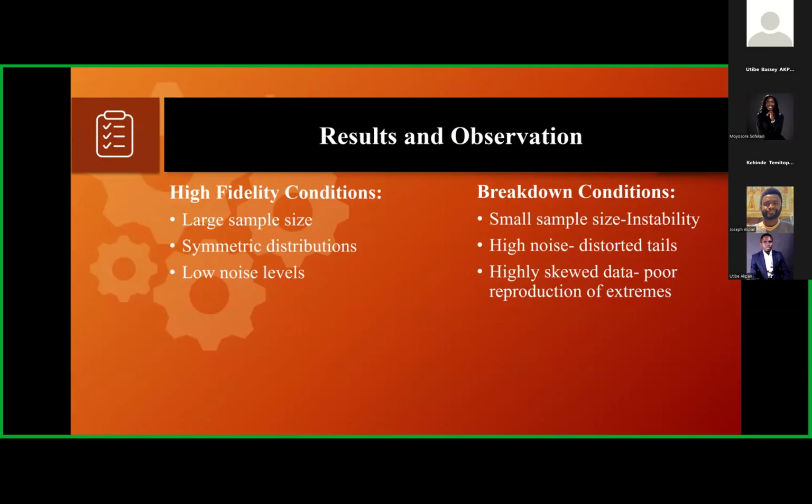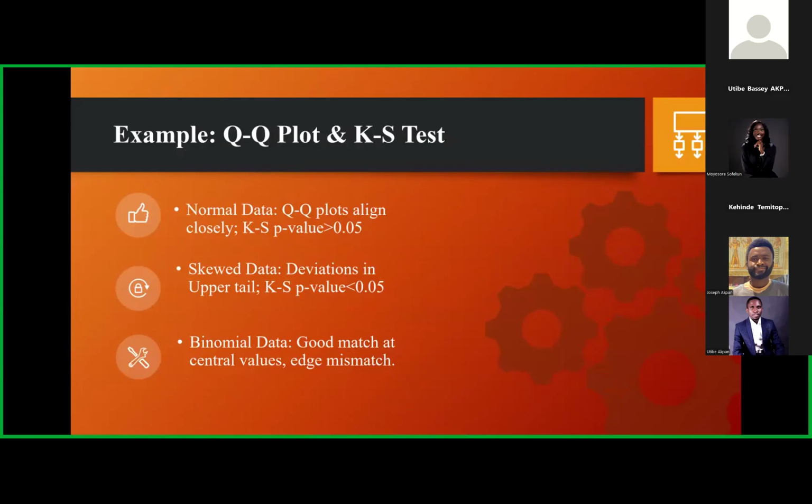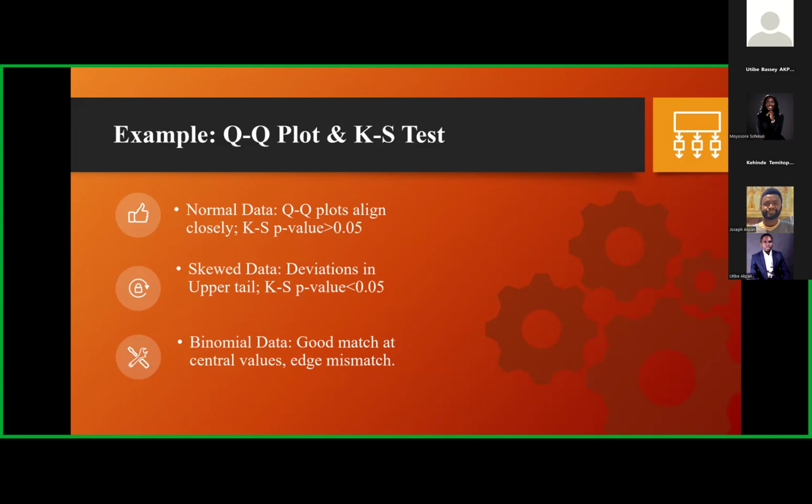Moving on to slide 6, example. We did the QQ plot and the KS test. KS test is the Kolmogorov-Smirnov test. So for the normally distributed data, the QQ plot lined up almost perfectly, and the Kolmogorov-Smirnov test gave a high p-value. The p-value was greater than 0.05, meaning there was no significant difference. But under the skewed data, we noticed a deviation, especially at the upper tail, and the Kolmogorov-Smirnov test flagged this with a low p-value. And when we have a low p-value, it means there is a significant difference.